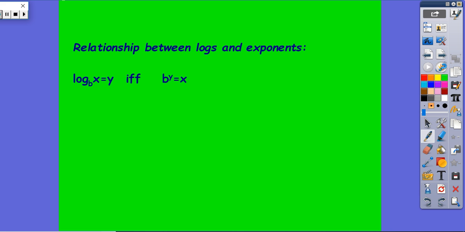So the relationship between log and exponents is that log base b of x equals y if and only if you take the base b to the exponent y, and that will give me an x.